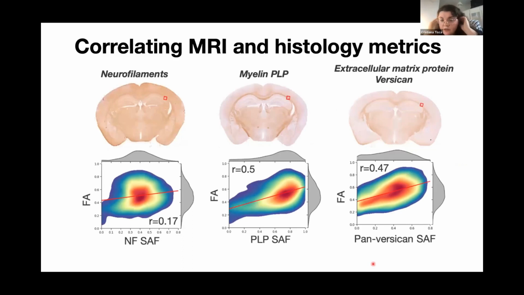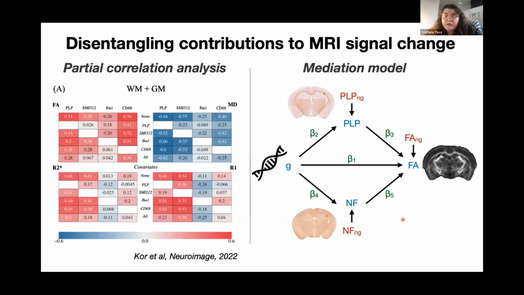So MRI histology correlations at the MRI voxel level are one way in which we can start understanding the relationship between the quantitative metrics extracted from both modalities. And when we conduct such studies, we find that multiple stains, so here we have neurofilaments, myelin, PLP, and another stain that targets an extracellular matrix protein, all of them correlate with, in this case, the same MRI metric, and we find that they correlate with multiple MRI metrics.